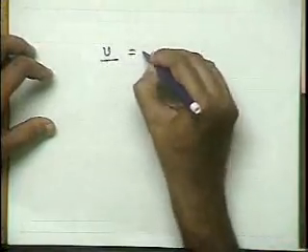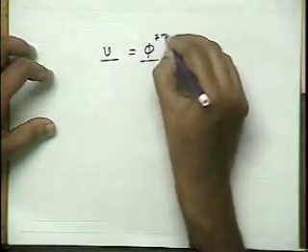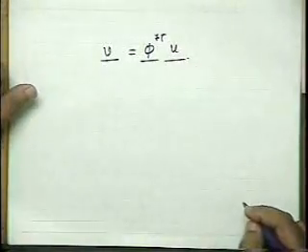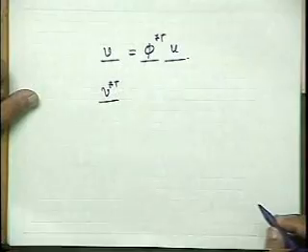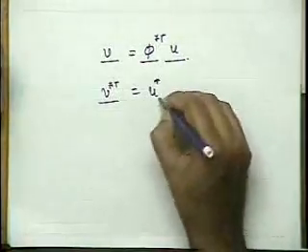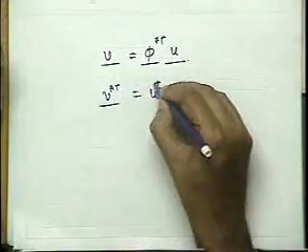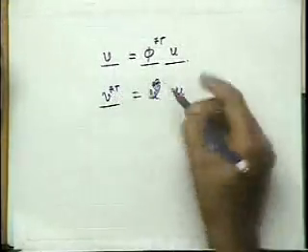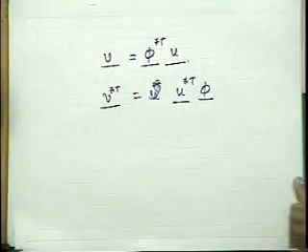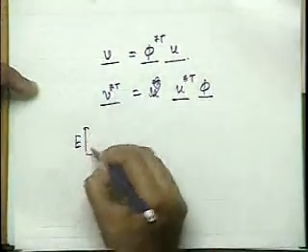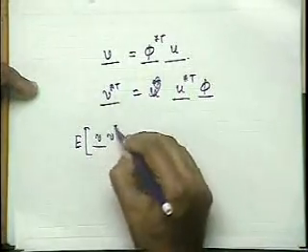Now, how to prove this is very simple. I will give you the simple proof of this. Consider the definition. Our definition for this KL transform is that V was written as phi star transpose U. So what is going to be my V star transpose? By the property of transpose itself, it is U star transpose, because I am going to take V star transpose, so it is U star transpose into phi.